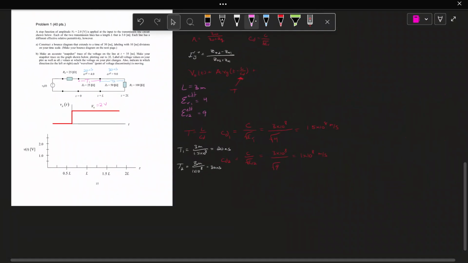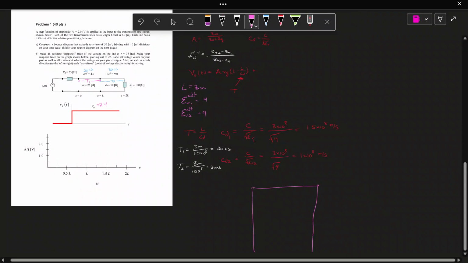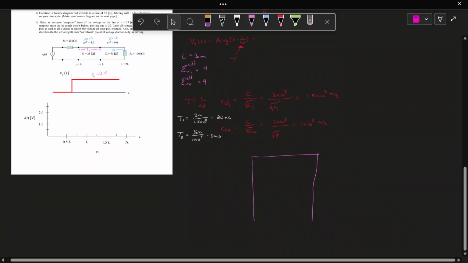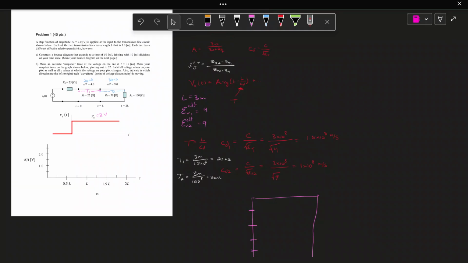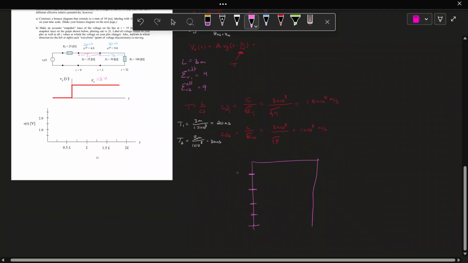Again, the first question asks us to create a bounce diagram, so we can make this upside down box here. What does the bounce diagram expect of us? It expects time on the left-hand side. The problem asks us to construct a bounce diagram out to a time of 50 nanoseconds, labeling with 10 nanosecond divisions. So we need 10 nanosecond divisions up to 50: 10, 20, 30, 40, and 50. This is time in nanoseconds, and that should be a lowercase t.